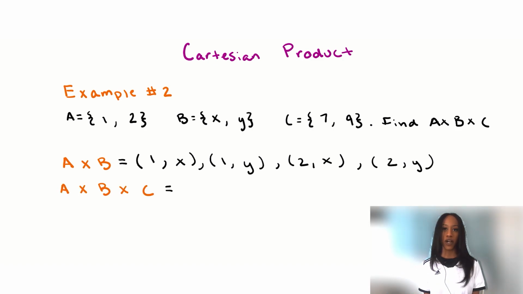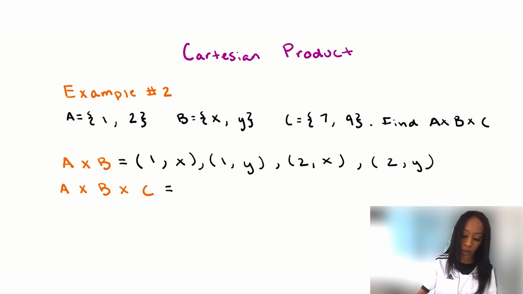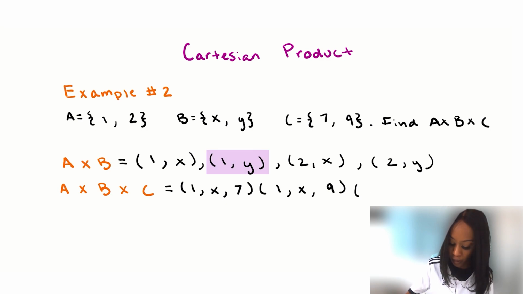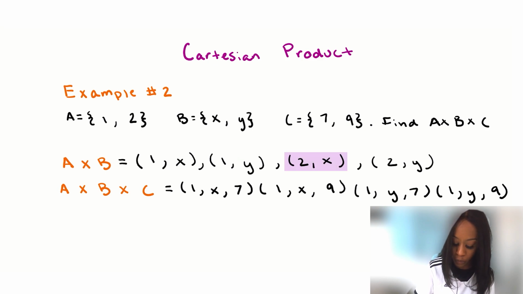Now solving for A cross B cross C, we get 1x, and we'll add in that third element from C, the first one being 7, and then let's add in the second element, 9. Okay, so that was the first ordered pair, 1x, that we added C to. So now let's work on 1y: 1y, 7, 1y, 9.